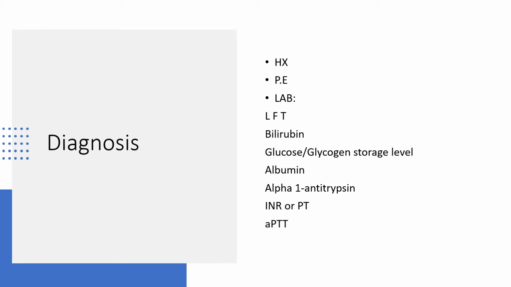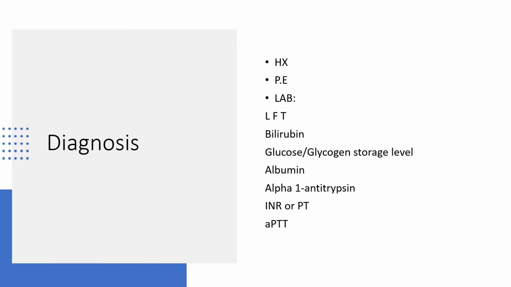On getting to lab, what's our business? We want to know what liver function test is telling us. And with that, we want to know the level of bilirubin. Glucose or glycogen storage level, we want to know that. What is albumin level? How about alpha-1 antitrypsin? What is INR or PT? The value of APTT, we want to know.